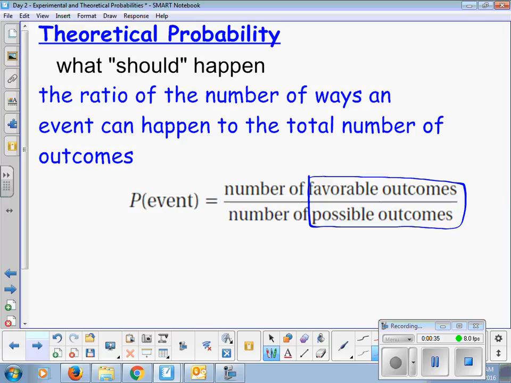In your notes, you have a spot that says P of an event. That little p means probability, and then your event would go there. And you can write your fraction as your favorable outcomes over your possible outcomes.